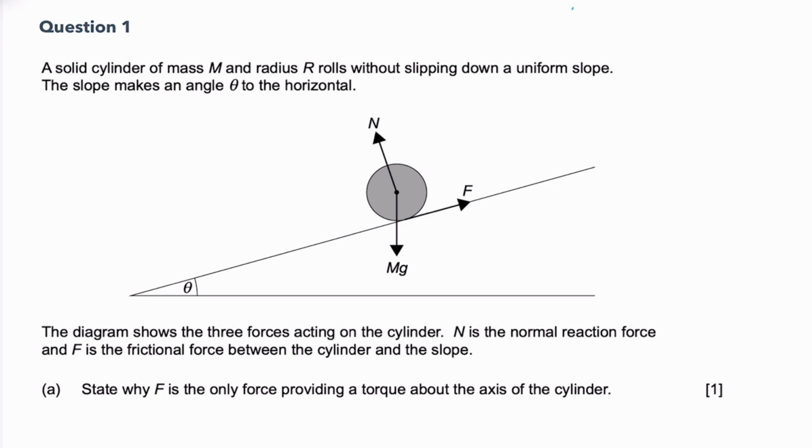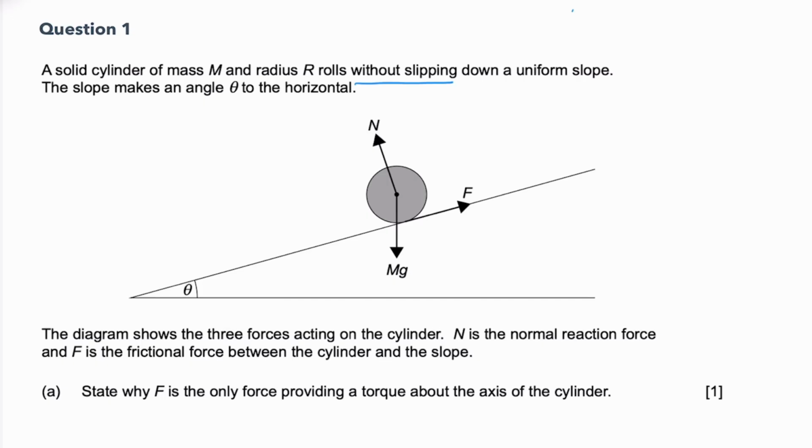Question 1. A solid cylinder of mass m and radius r rolls without slipping down a uniform slope. The slope makes an angle theta to the horizontal, and the diagram shows three forces acting on the cylinder. N is the normal reaction force, F is the frictional force between the cylinder and the slope. A. State why F is the only force providing a torque about the axis of the cylinder.